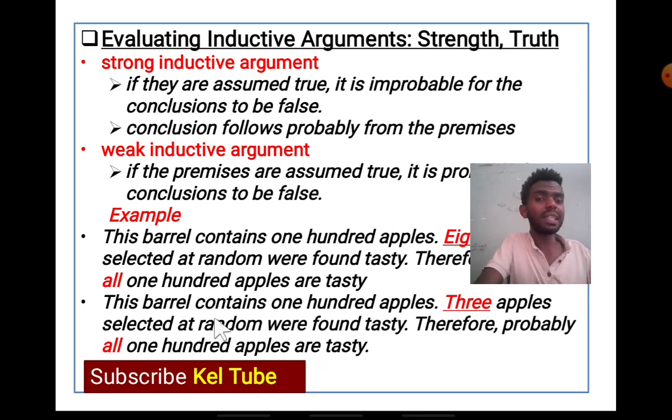The barrel contains 100 apples. Three apples selected at random were found tasty. Therefore, probably all 100 apples are tasty. We cannot say that; we cannot judge 100 apples depending on only 3 apples. It is probable to be false for the conclusion, given that our premise is true.